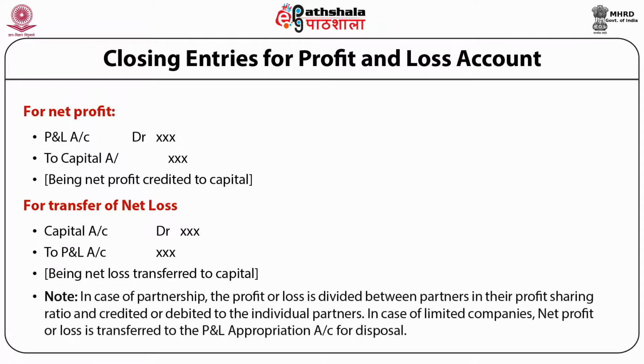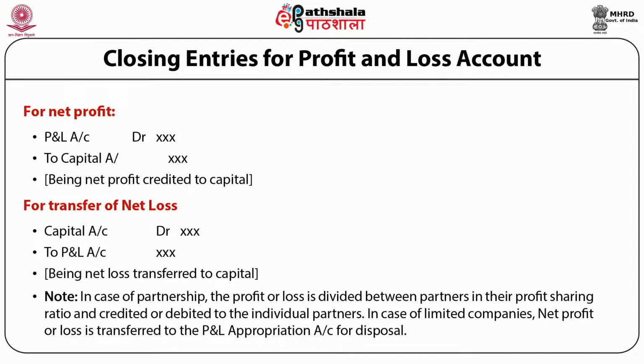It is important to note that in case of partnership, the profit and loss is divided between partners in their profit sharing ratio and credited or debited to the individual partners. In case of limited companies, net profit is transferred to profit and loss appropriation account for disposal.